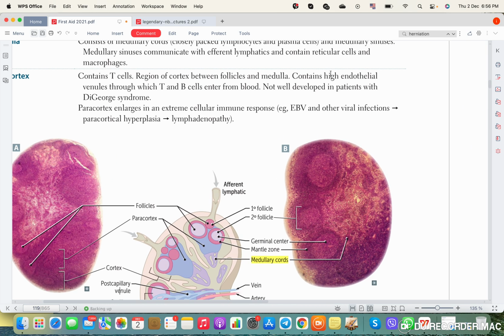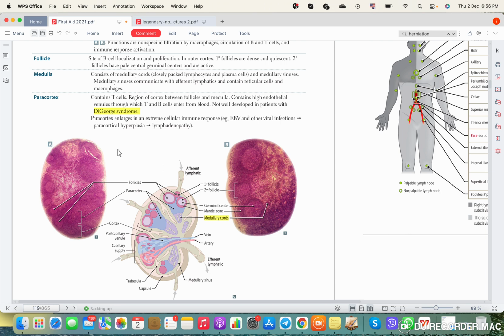They contain high endothelial venules through which T and B cells can enter from the blood, not well developed in patients with DiGeorge syndrome. Guys, there is a disease called DiGeorge syndrome, and this is actually why this paragraph is important. It's all because of DiGeorge. These patients will have an anatomical disorder leading to absence of something called pharyngeal pouches. You don't have to know what pharyngeal pouches are for now. You have to know it when we do reproductive.